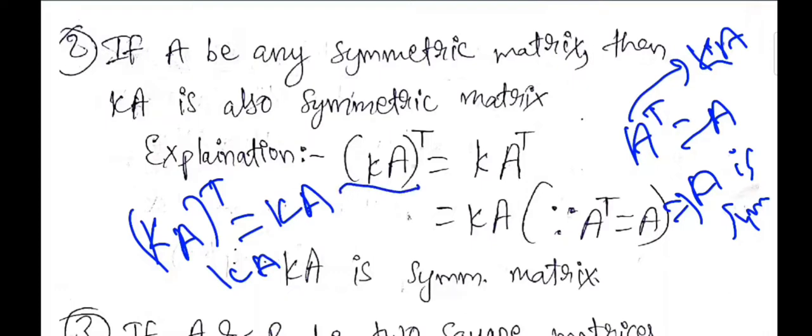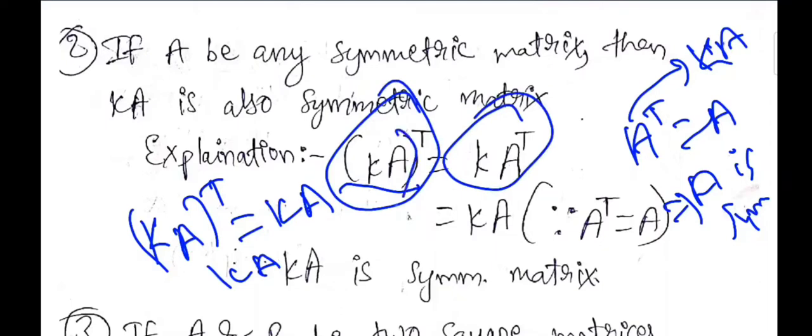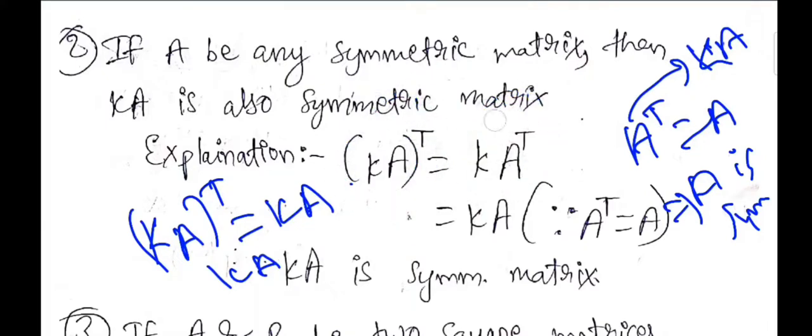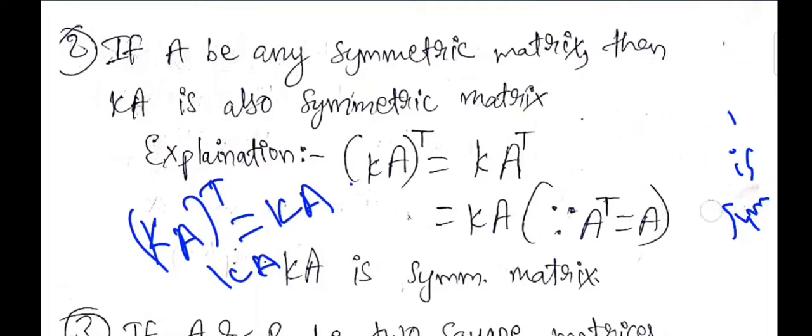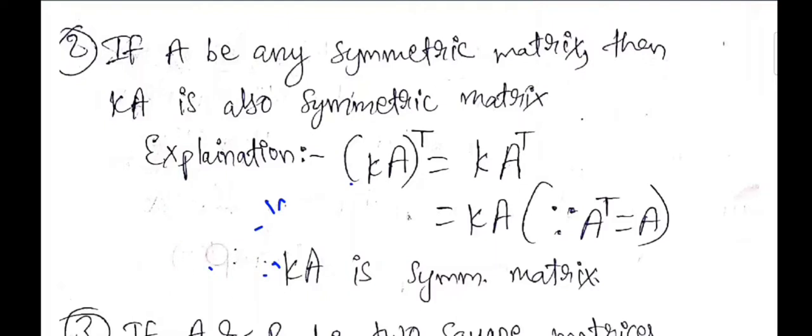So Ka transpose is equal to K times A transpose. These two terms are different because over here there is a bracket. Bracket implies that K transpose will also be taken and A transpose will also be taken. Now K times A transpose, it will be equivalent to that because K is a complete scalar quantity. So K times A transpose will come, and we know very well that it is given in our problem that A is symmetric.